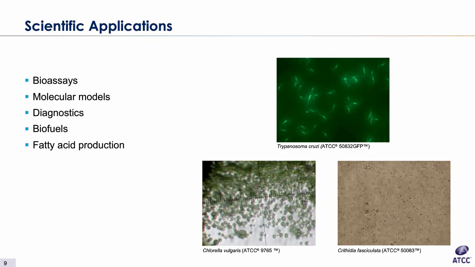Also, the lipid portion can be extracted and converted to biodiesel, and the carbohydrate content of an algal biomass can be fermented into bioethanol and biobutanol. It is a sustainable form of energy without diminishing the food supply, so it's a very promising field. And finally, they can be used for fatty acid production.